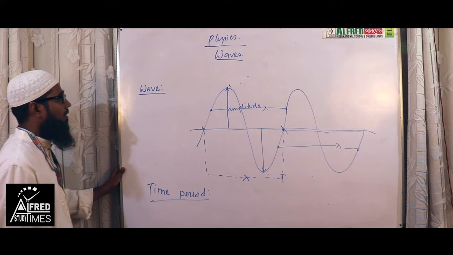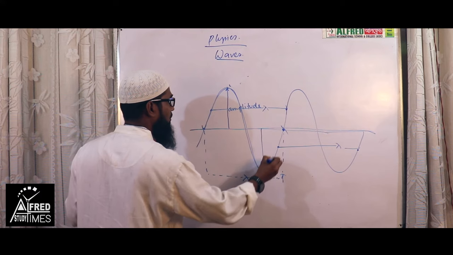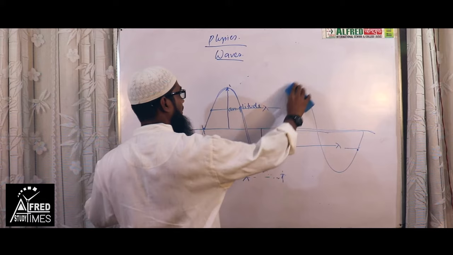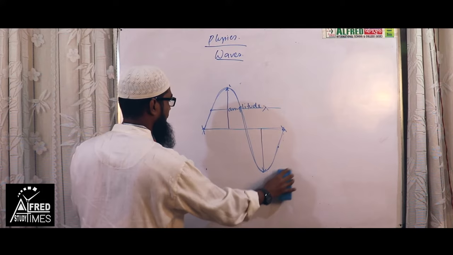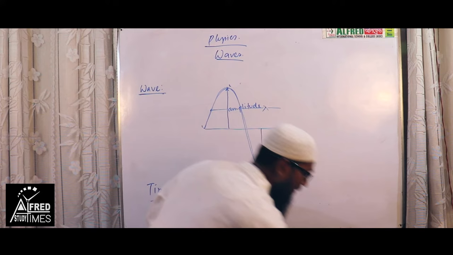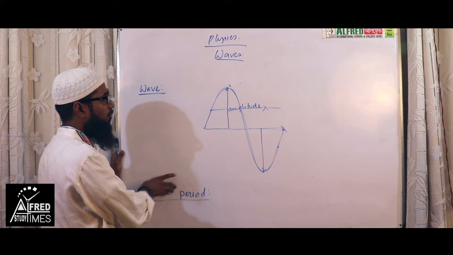In physics, we call this one wave. Suppose we mark everything here, this is one wave. One wavelength is called one wave. This is one wave. And the time period is the time which is taken to pass one wave.